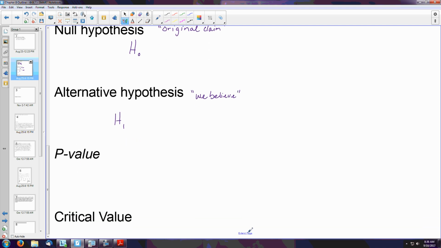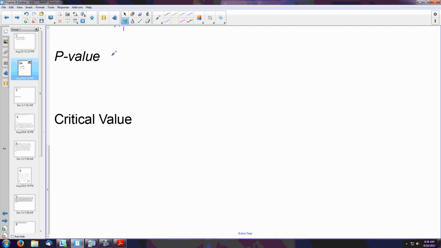The last two pieces of notation that we're going to need here are p-values. P-value is the area in the tail of the test statistic. So while this might not make much sense now, as we work through an example, this will become a little more clear.